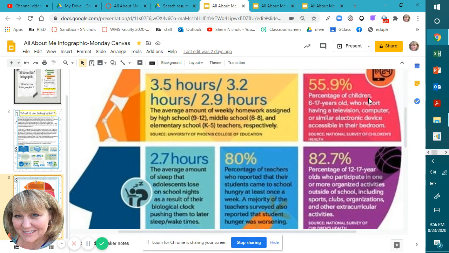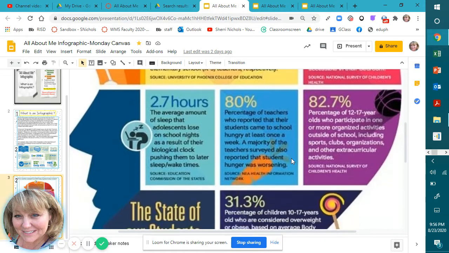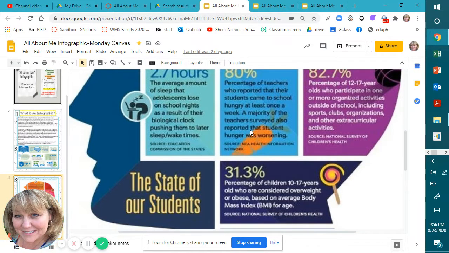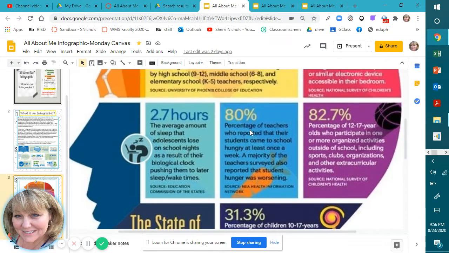Then 55.9%, the percentage of children 6 to 17 years old who report having a television, computer, or similar electronic device accessible in their bedroom. And then we have the average amount of sleep that adolescents lose on school nights as a result of their biological clock pushing them to later sleep and wake times. So they lose 2.7 hours. So this is really interesting information. I'm going to let you read the rest of it.